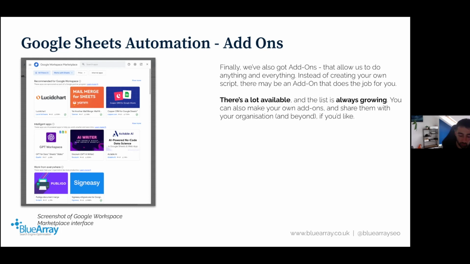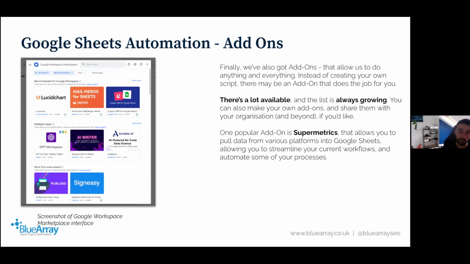So if you've created a really good add-on that does certain data wrangling, or pulls in API data from other places, you can create that add-on yourself and then share it within your organization. You can share it with your colleagues, or with the wider industry and beyond if you'd like. One popular add-on that you might have heard of is Supermetrics, which allows you to pull data from various platforms into Google Sheets, streamlining your current workflows and, of course, automating some of your processes.